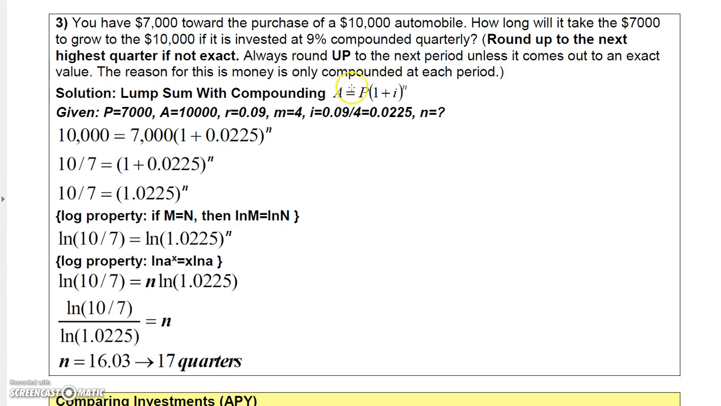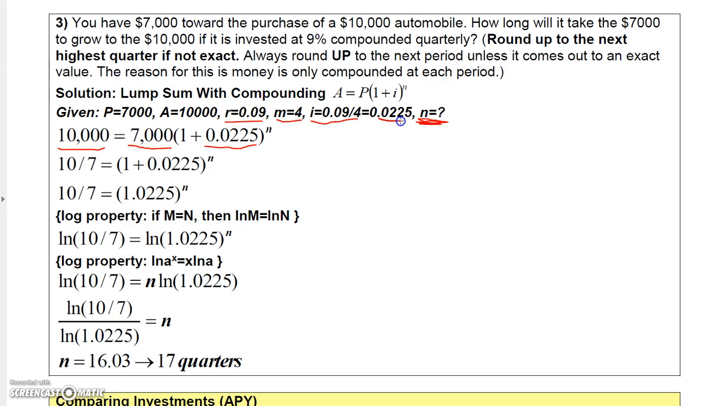Okay, pause the video and read this problem, and I'll just tell you what we're basically trying to find. We're actually trying to solve for time in this problem. We want to find the number of compounding periods we need so that we're going to take a principal of $7,000 and we want it to grow to an amount of $10,000. We know i is 0.0225 because the rate is 0.09, but we're compounding 4 times a year, so the rate per quarter would be 0.0225.